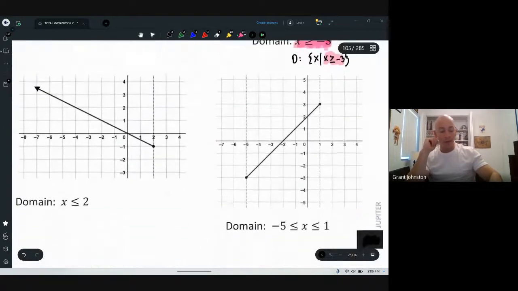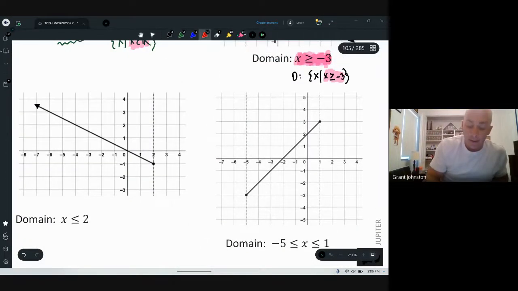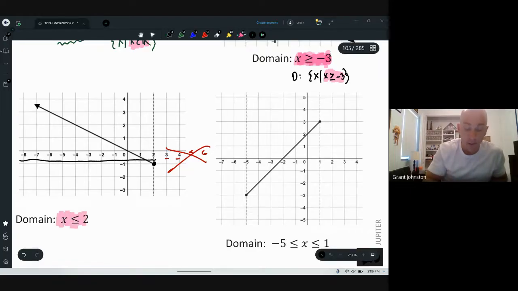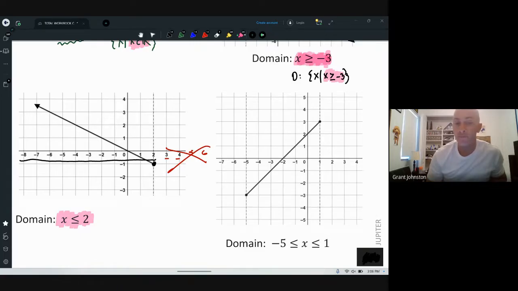Then even this example down here, again, this line is not all real numbers. It has an endpoint. It's never going to get to 3 or 4 or 5 or 6. It's only going to have numbers for x that are less than 2. That's why the domain says x is less than or equal to 2, because it's only going to be 2 and numbers less than that, since it's going to the left.